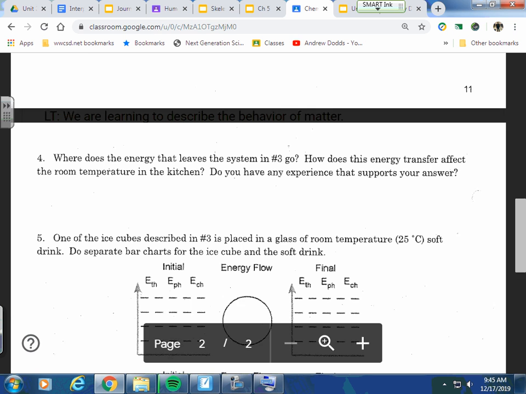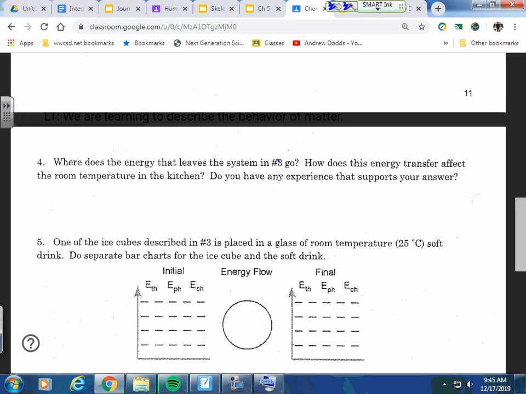Number 4. So I wanted to change this one to the system in number 1. Now, if we have the coffee cup sitting on the counter, and it's cooling, right? It's going to cool down to room temperature. So the energy from the coffee is going to go where? To the air. So is it going to heat up the air particles?